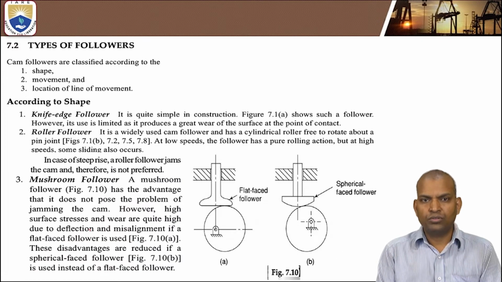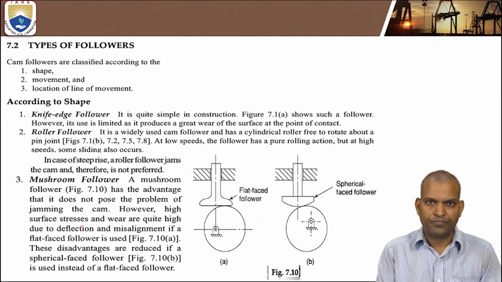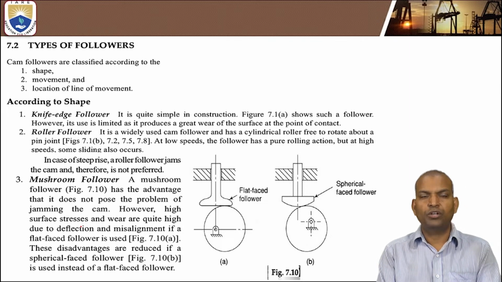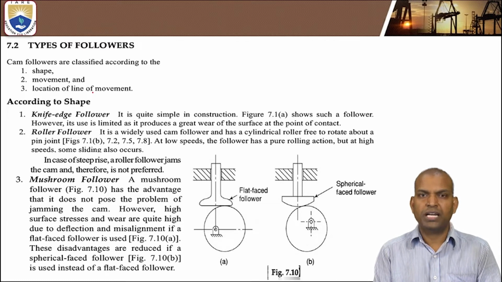Now, so far we have studied the types of cams. Now, types of followers. What are the types of followers? Again, number one, the first category is the shape category.